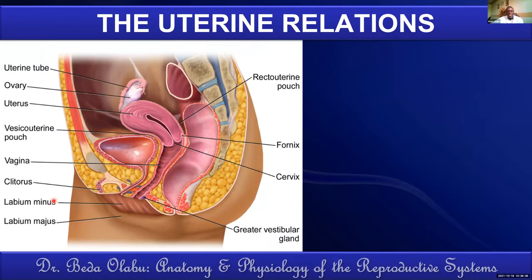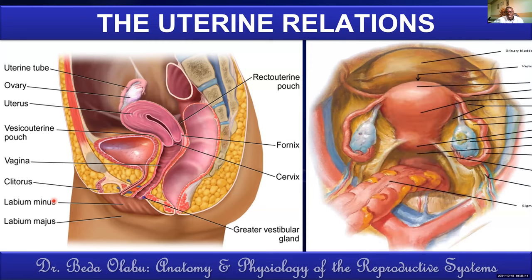What are the relations of the uterus? I want you to figure this out. Maybe in your own time, look at which organs are in front, you'll see the bladder there. Which organs are behind, you'll see the rectum there and this space here we call the pouch of Douglas. This pouch of Douglas is a potential space, but usually within here, you may have the sigmoid colon falling there or the small intestines falling there. So those are still posterior relations of the uterus.